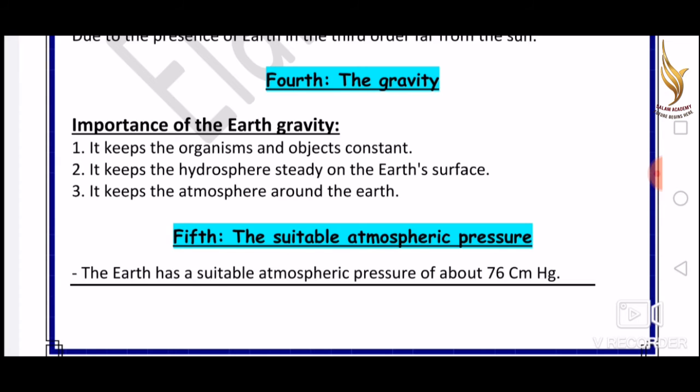And fifth, we talk about suitable atmospheric pressure. Earth has a suitable atmospheric pressure. The atmospheric pressure on the earth is about 76 centimeter Hg, mercury. Centimeter Hg is a measuring unit of pressure. Because earth has about 76 centimeter Hg pressure, this makes a suitable atmospheric pressure.